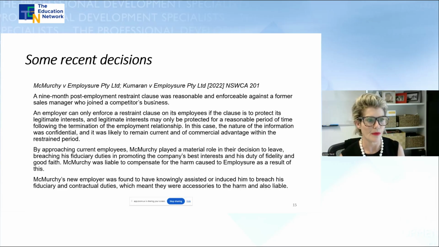McMurtry was also approaching current employees to poach them, and played a material role in their decision to leave. So he was held to be breaching his fiduciary duties to promote the company's best interests and his duty of fidelity and good faith to the company. So McMurtry was held to be liable to compensate for the harm that was caused to Employsure as a result of his actions. And the new employer was also found to have knowingly assisted or induced him to breach his fiduciary and contractual duties. So the new employer was held to be an accessory to the harm and also liable for the revenue that was lost.